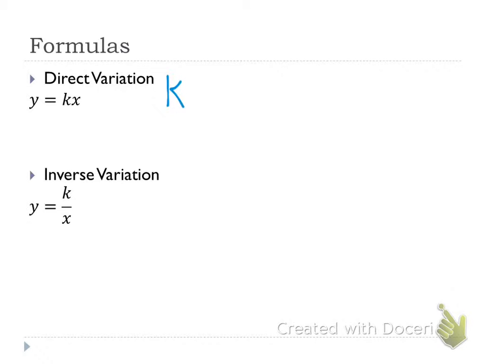K is called our constant, and you're going to want to write this down. K is called the constant, okay? No matter what in a problem, in direct variation or inverse variation, you will always be able to know what K is because it's constant. What that word means is it never changes. It will always be the same. So no matter what y is, no matter what x is, I know that k will always be the same.